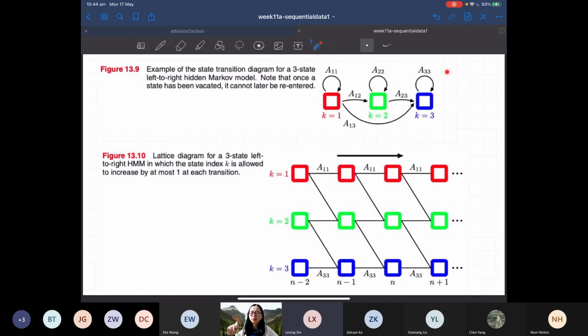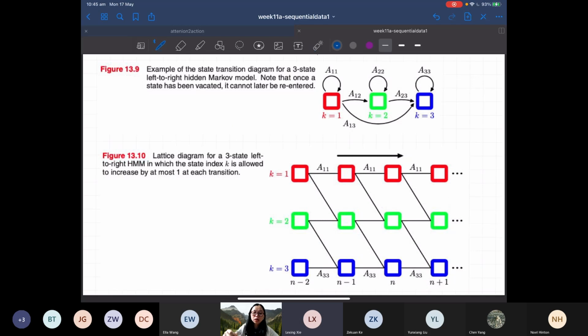But it also imposes constraints, right? So the equilibrium distribution will be in state 3. And the corresponding lattice for this left to right HMM also has a couple fewer links. So we can see that state 1 can go to state 2 or stay put. State 2 can go to state 3 or stay put. State 3 can only go to itself.